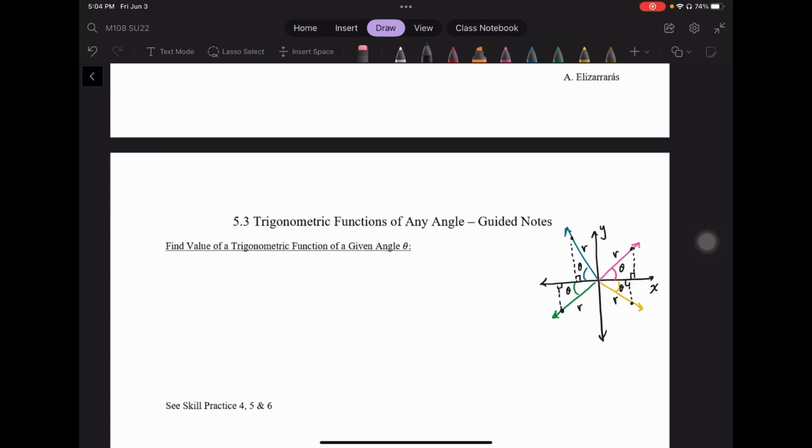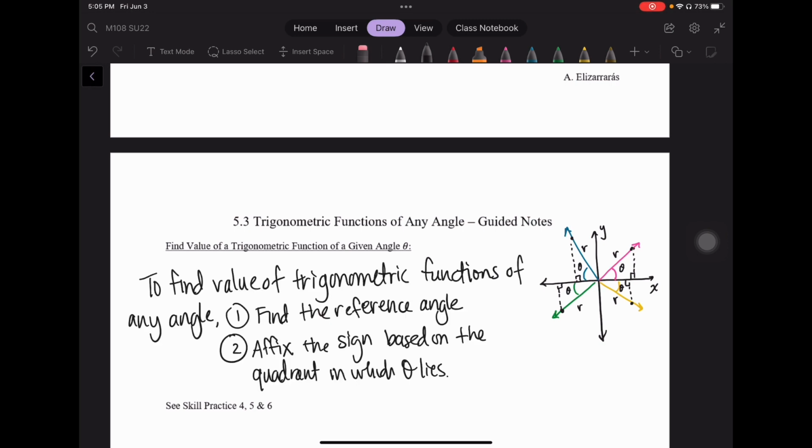And so what you do is you're going to evaluate these functions using the reference angle. So you determine the reference angle, and then you use the sign based on the quadrant that you're in. So again, in the third quadrant, cosine and sine would be negative. Tangent and cotangent would be positive based on what we did earlier.